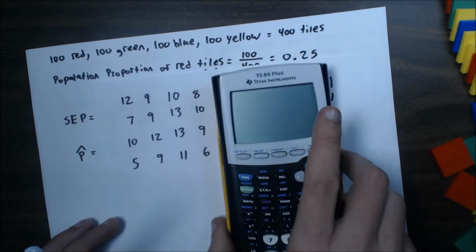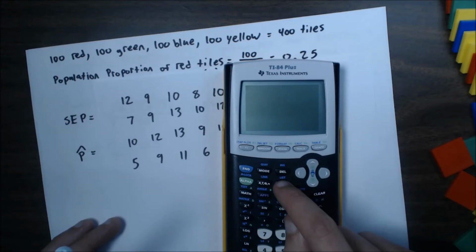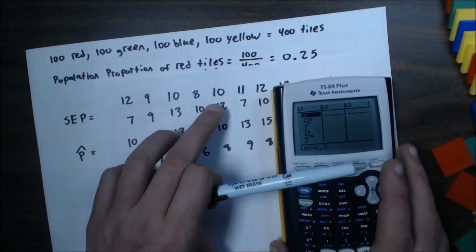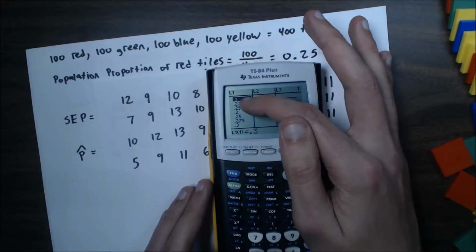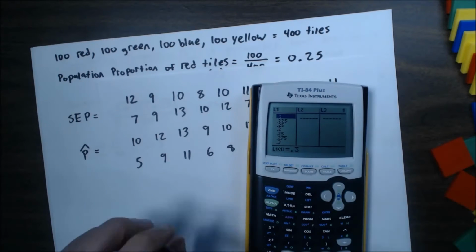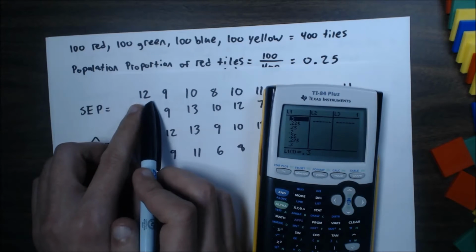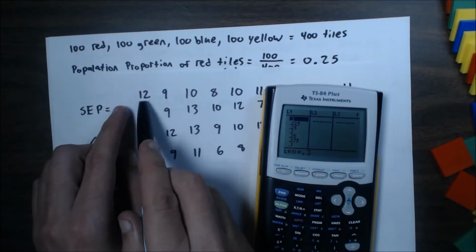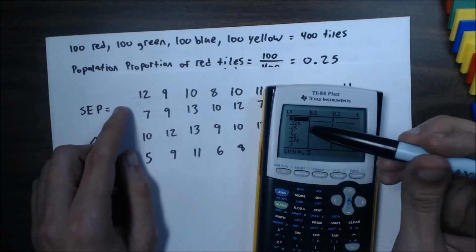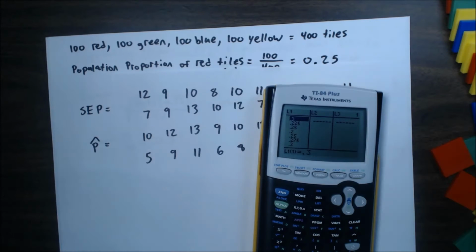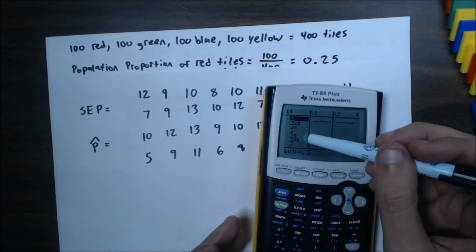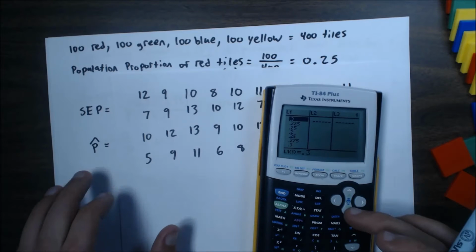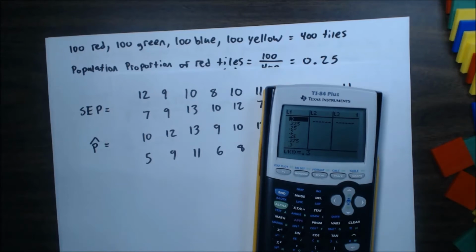Okay, well, I entered some data into the calculator. I went into my list here, and instead of typing 12, 9, 10, 8, 10, whatever, I typed that number divided by 40. So in other words, 12 out of 40 was actually 0.3. 9 out of 40 was 0.225. So instead of putting in how many red tiles I found, I put in the proportion of red tiles that I found. So I have all these entered in the calculator. Each one of these is p-hat. P-hat, remember, is the proportion in a sample that you took.